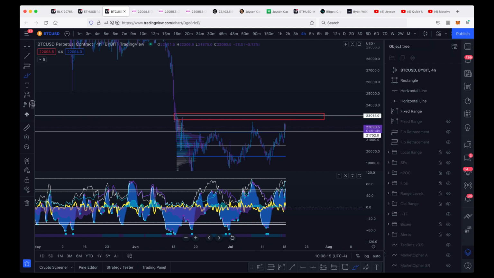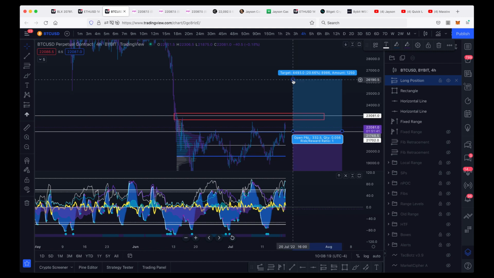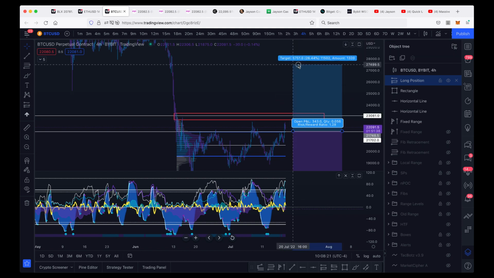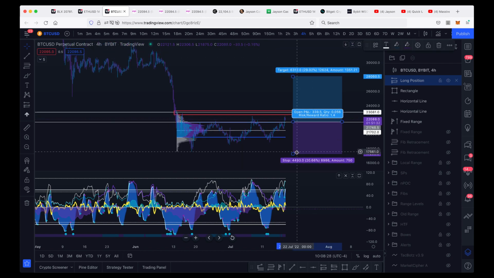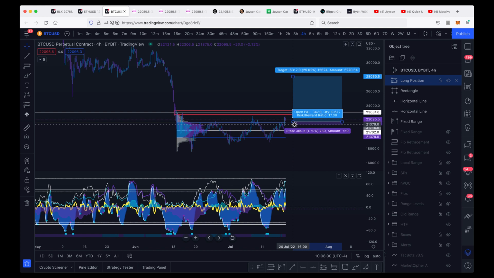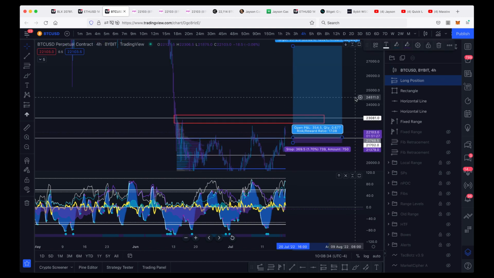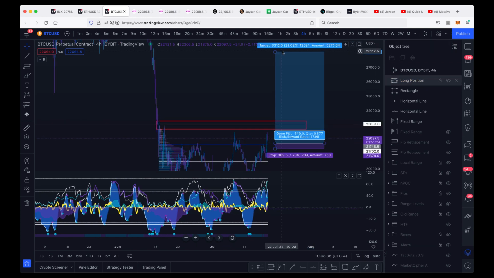And so this to me is the last area of resistance. So if I'm looking for a long trade, I would honestly look to long like this. My take profit one would be 23K. Eventually I would target 28K, right? If this is going to be a legitimate breakout, I want to see a retest of the 21,700 area, and then I want to see a move all the way up to the 28K area.